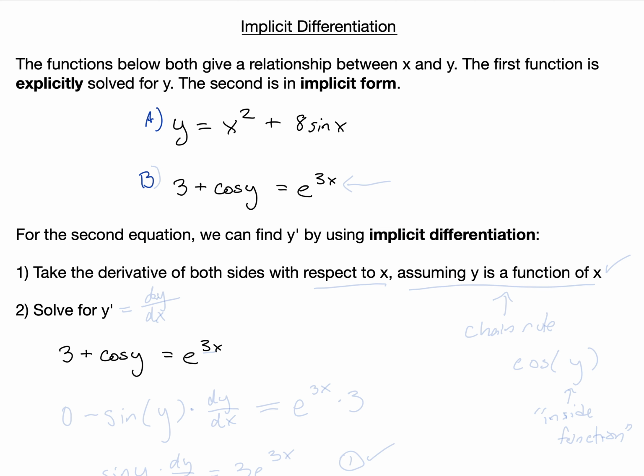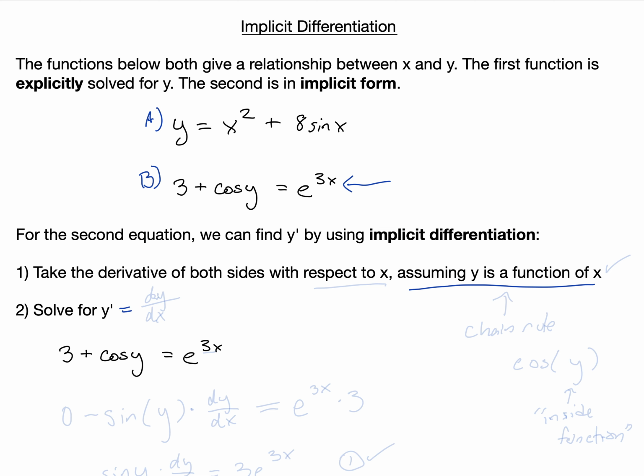There's a relationship between x and y in this second function, but neither variable is explicitly solved for the other. So we're going to focus on equations that are written in this form in today's lecture. We can find the derivative dy dx, or y prime in this case, using implicit differentiation. The method is the following two steps. First, we take the derivative of both sides with respect to x, assuming that y is a function of x. And second, we solve for y prime.